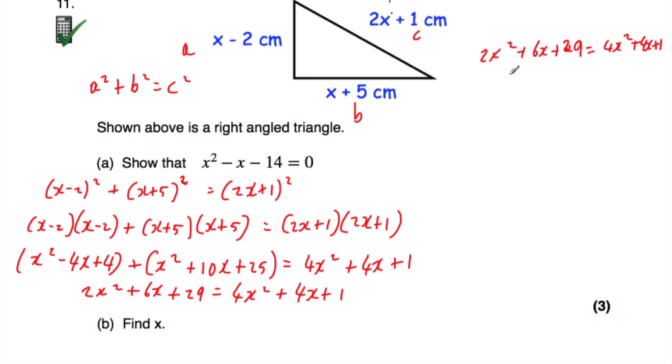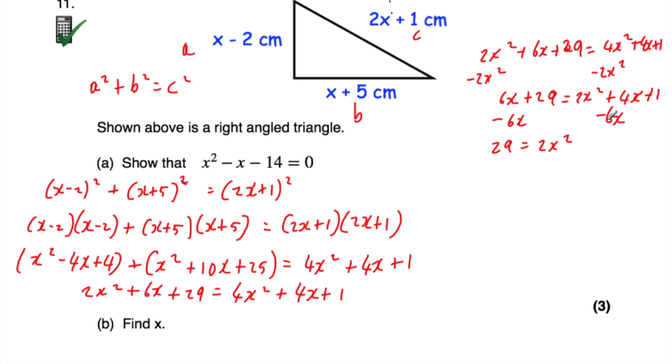So if we take away 2x squared from both sides, on our left hand side we'll just be left with 6x plus 29, and on our right hand side we'll have 2x squared plus 4x plus 1. Now we want this to equal 0 on the left hand side, so now let's take away 6x from that side and 6x from the right hand side as well. So on the left hand side we'll be left with 29, and that's equal to 2x squared.